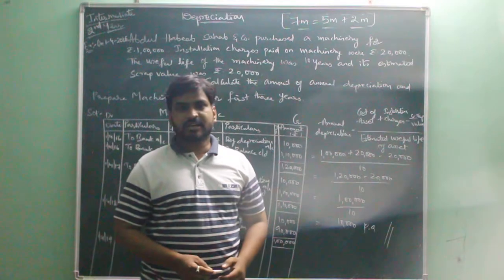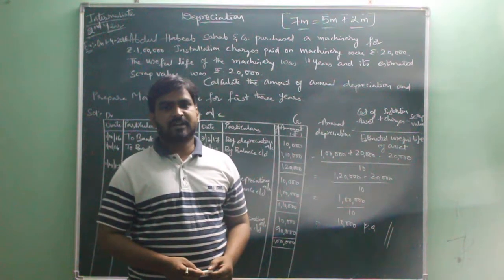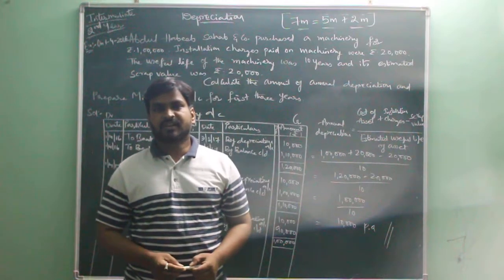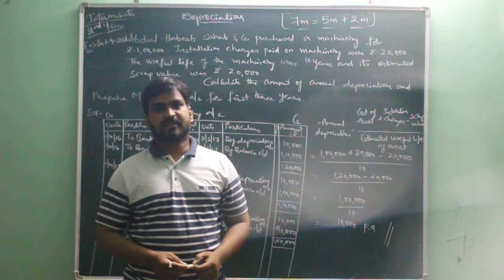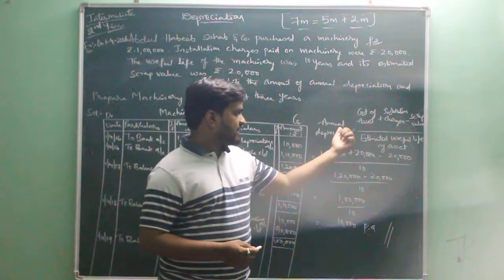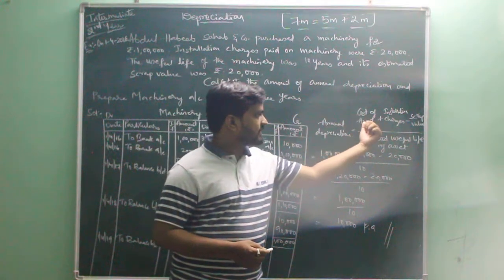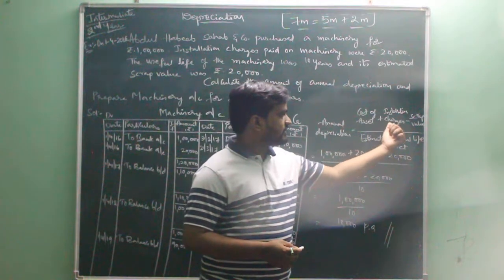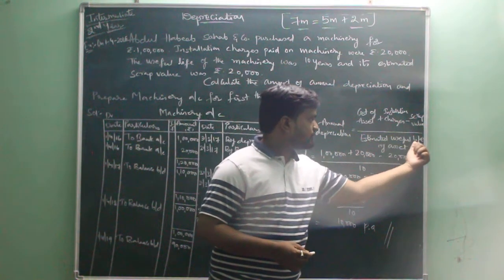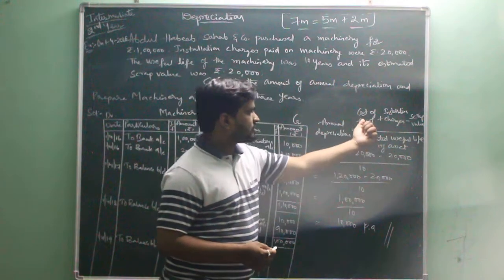What is the formula for calculating annual depreciation? Annual depreciation equals cost of the asset plus installation charges minus scrap value divided by estimated useful life of the asset. So what was the cost of the asset?